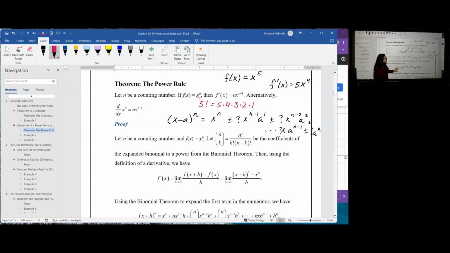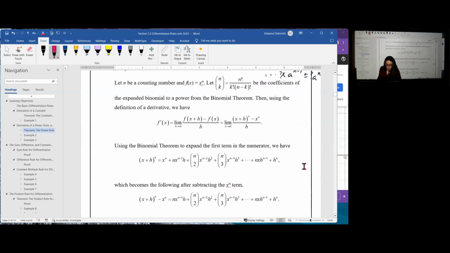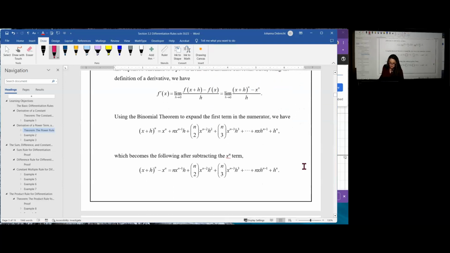Now let's apply this to our x to the n. We want to find the derivative by taking the limit of the difference quotient. This means we substitute x plus h for x inside of x to the n. It represents this representation on the right. Now we're going to use the binomial theorem to expand the first term in the numerator, just the x plus h to the nth power.